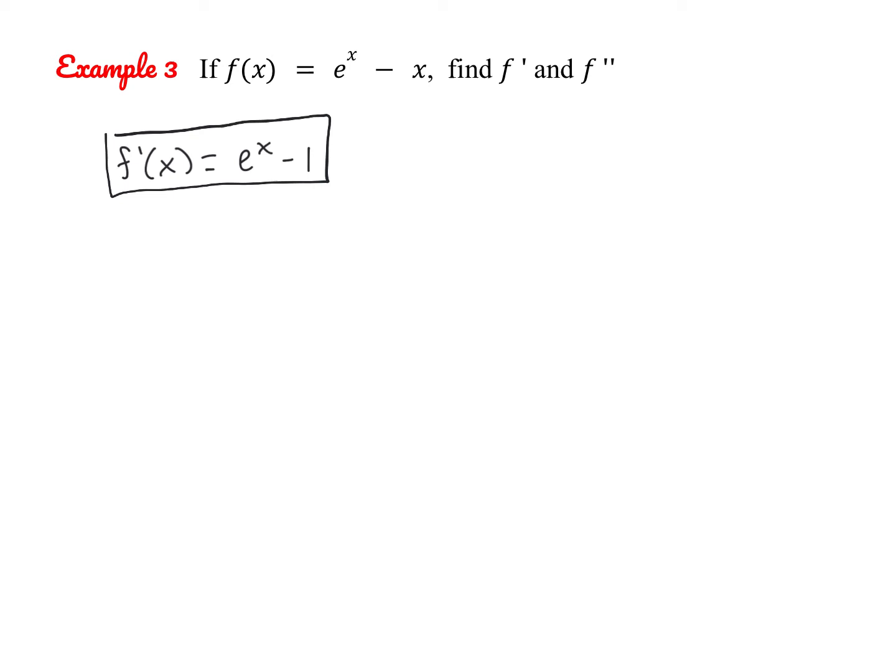And then we also need to find the second derivative, so we're going to take the derivative of f prime. So the derivative of e to the x is just e to the x, and the derivative of -1, that's our constant derivative rule, it's just 0. So f double prime is simply e to the power of x.